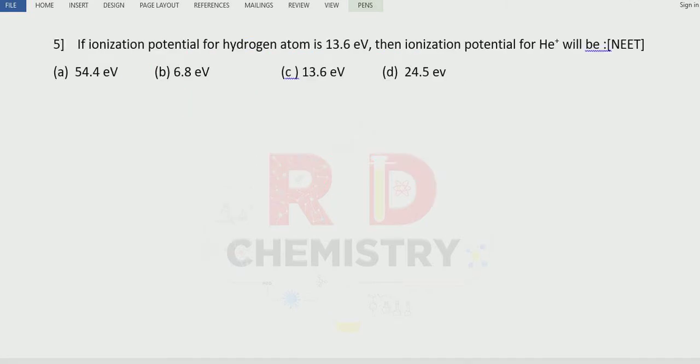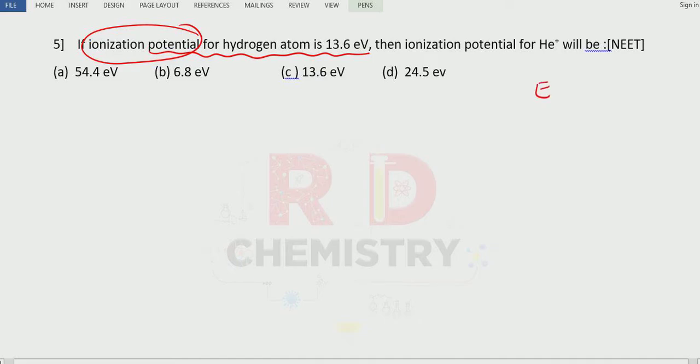Clear? Question number 5. Ionization potential of the hydrogen atom is 13.6 electron volt. What do you mean by ionization potential? Energy required to remove the electron. Where is that electron present in the hydrogen atom? It is in the first shell. So the energy of the electron in the first shell is minus 13.6 electron volt divided by n square, n is equal to 1. Now this electron should be removed and taken to infinite distance. That means the ionization energy is the positive value of this, 13.6 electron volt. Okay, clear? Remember this one.